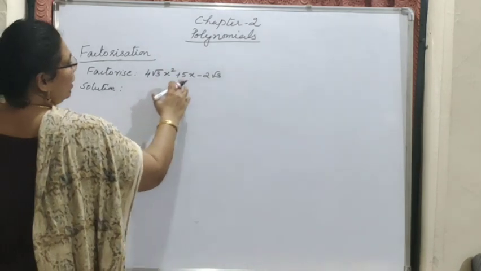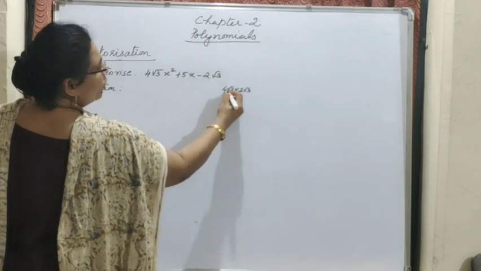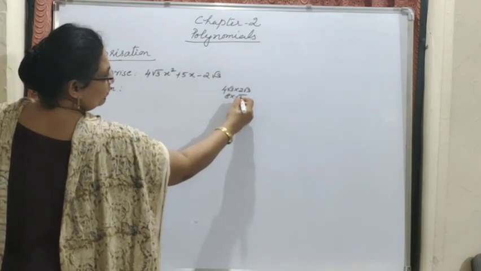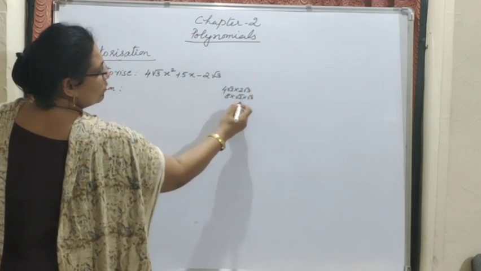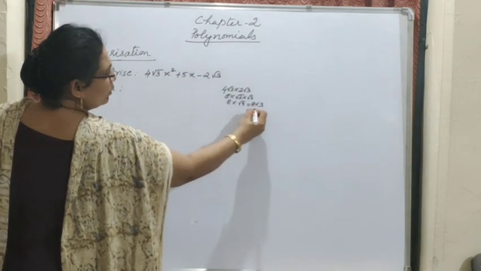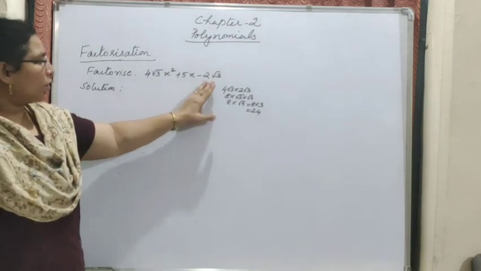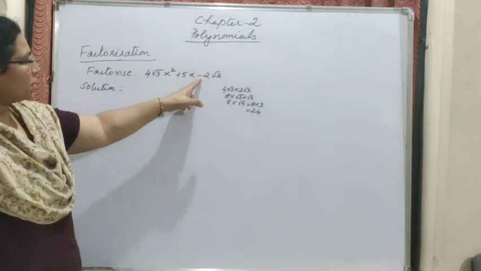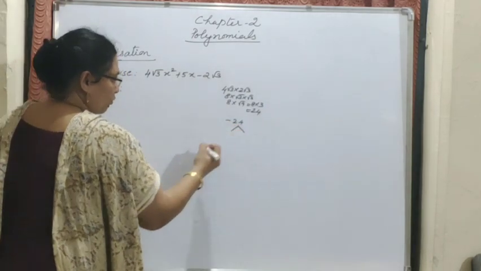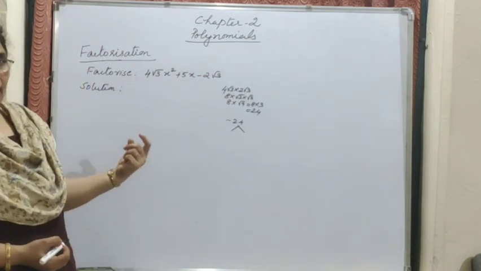See, 4 root 3 into 2 root 3. What should we do? 4 into 2, 8. 8 into root 3 into root 3, meaning 8 into root 9. That means 8 into 3 equal to 24. Got now? That is, the coefficient of x square and the constant term we have multiplied. But here the constant is minus, so we have to find the factors for minus 24 where we are getting the sum as 5. Got now? We have already done many questions like this.